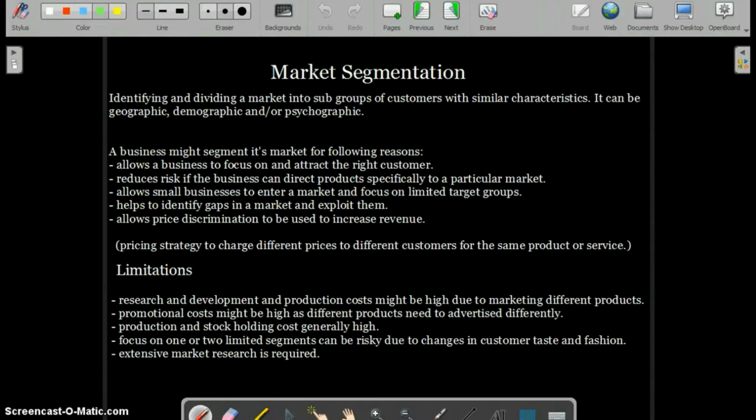This is the last topic of what is marketing, which is market segmentation. So without further ado, let's dive in. What is market segmentation? Its benefits. Why do businesses do market segmentation? What are the limitations? What are the different types of market segmentation?